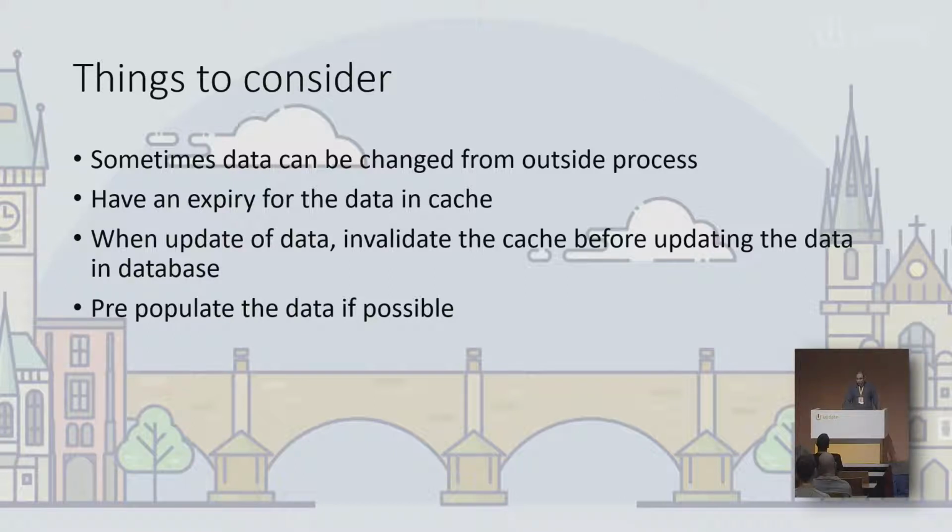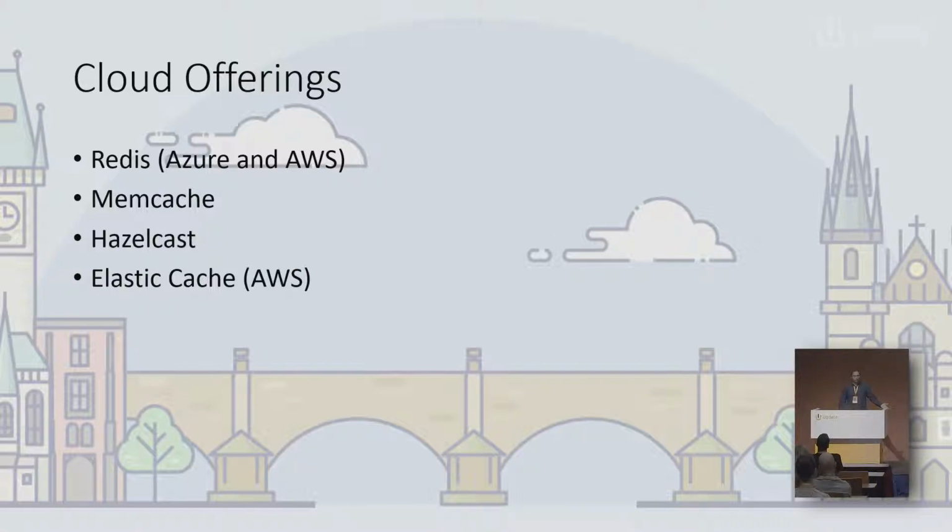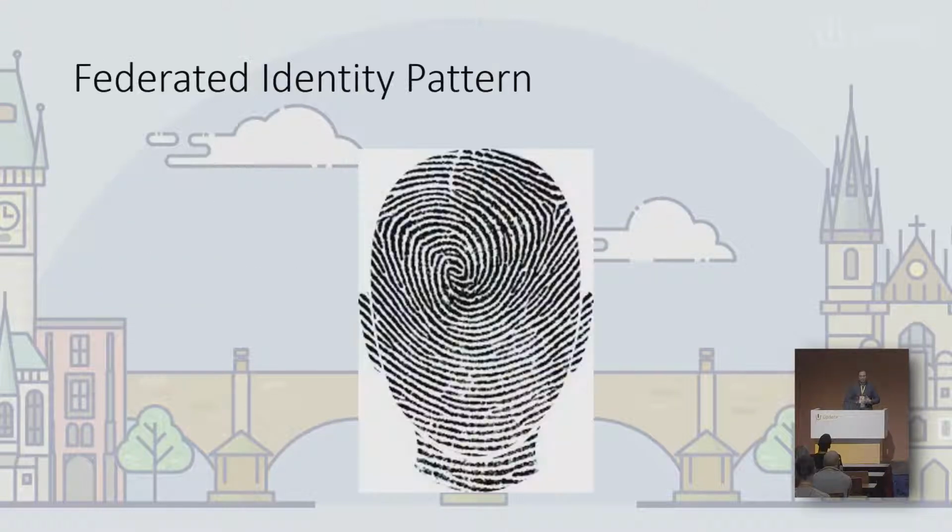Pre-populate the data if possible. What are the cloud offerings that are out there doing this? Basically, you have Redis. Most of you might have heard of Redis. There's one in Azure and in AWS. They call it ElastiCache in AWS. There's Memcache if you're in the Java world. There's Hazelcast. Any questions on that? Or we're going to jump to the next one, because we've got 8 of them to cover. So we've covered 2.